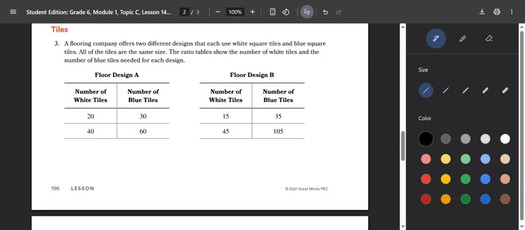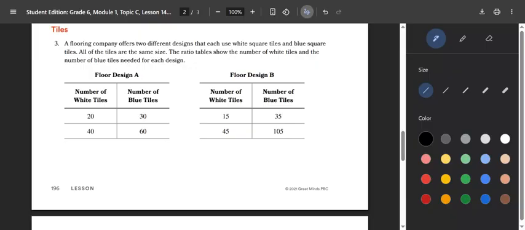So in floor design A, my first ratio on my table is 20 to 30. And of course, the second ratio on the table is double the first ratio. And then floor design B, my first ratio is 15 to 35. And then my second ratio is triple my first ratio on the table, 45 to 105.